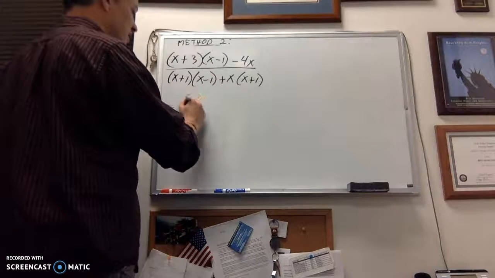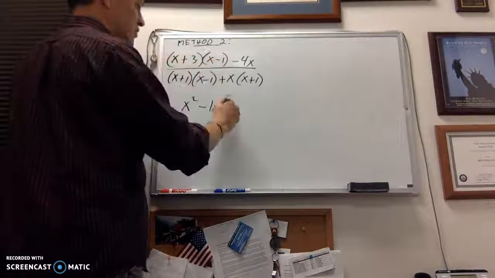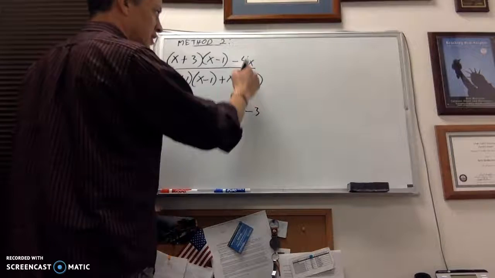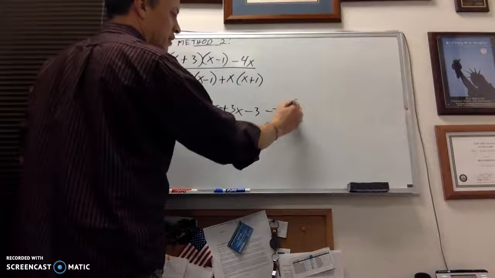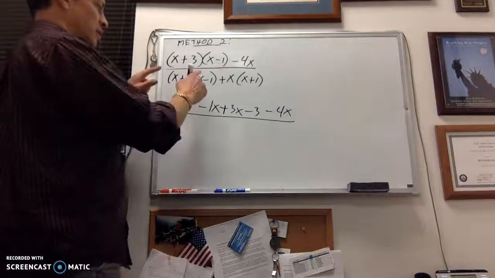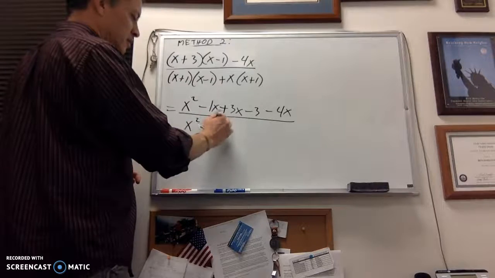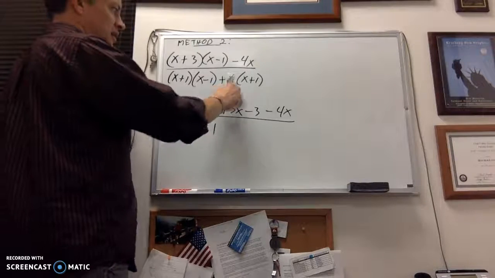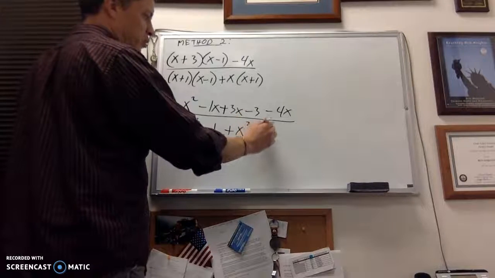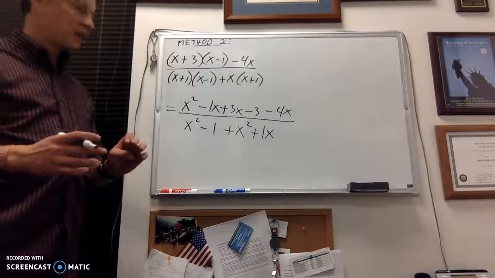X times x is x squared. Outers, minus 1x. Inners, plus 3x. And last, 3 times negative 1 is negative 3. Still got my negative 4 here. That'll take care of my numerator for now. X plus 1 times x minus 1, that's just the difference of squares. X squared minus 1. Over here, we've got x squared plus 1x. Alright, so I've distributed everything.